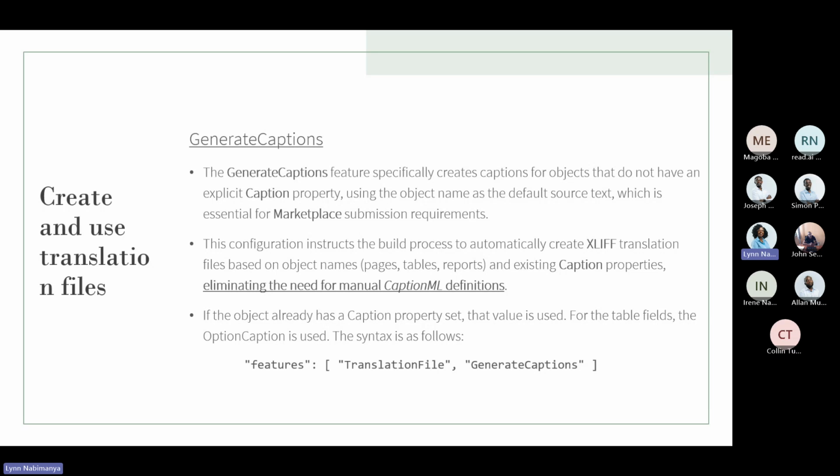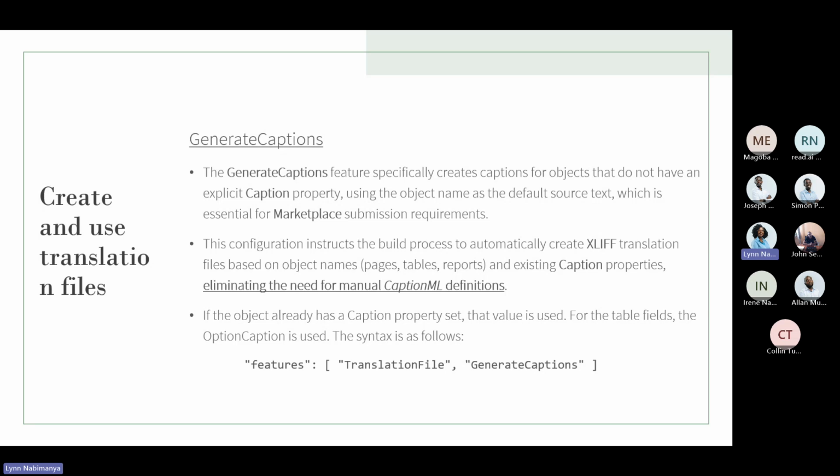What this does is create captions for objects that do not have any explicit caption properties. It will use the object name as the default source text, which is essential for marketplace submission requirements. So even if you've taken your time and done your tables and pages but have not put in captions, it will generate the name of the field as the caption for you, because this is essential. What does this help us to do?